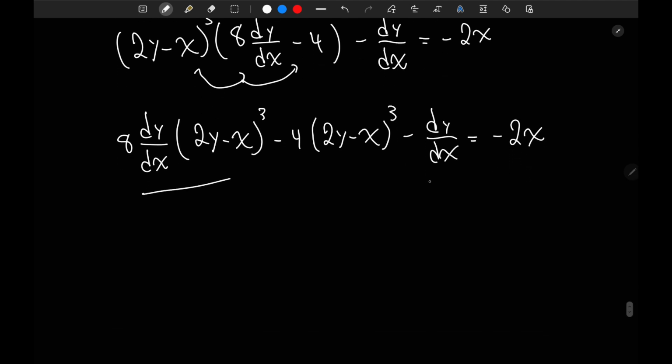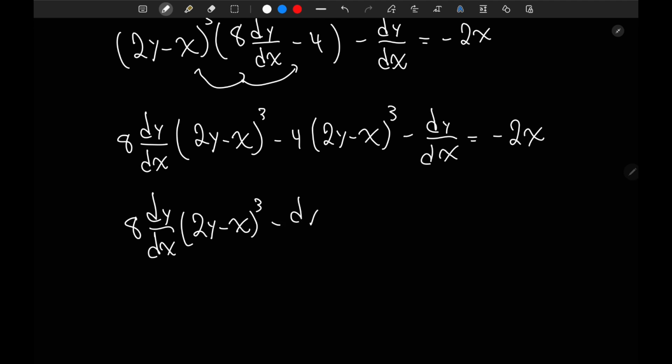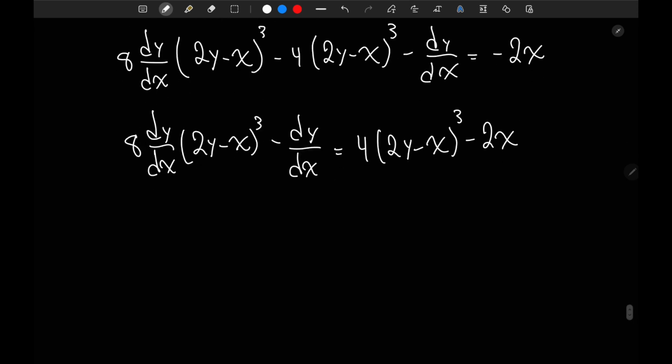Now this term has dy/dx and this term has dy/dx, so we're going to leave them, and we're going to move this term over to the other side. So we're going to have 8 dy/dx (2y minus x cubed), then this guy, minus dy/dx, is going to equal 4(2y minus x cubed) minus 2x.